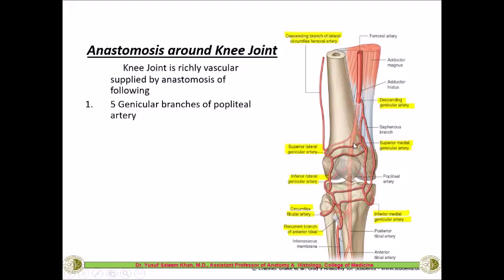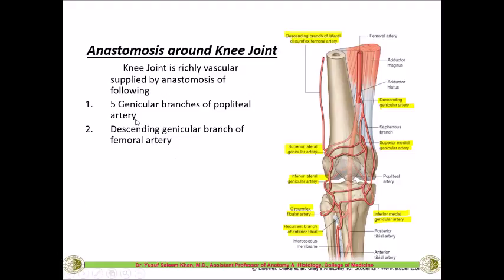So these are the branches which are coming directly from the popliteal artery here. So this is the popliteal artery. If you can see here, this is the femoral artery coming from the femoral triangle into the adductor canal, and then it pierces the adductor magnus muscle. This is called as the adductor hiatus, through which this femoral artery from the adductor canal will be passing into the popliteal fossa. So this is the popliteal artery, and these are the 5 branches, genicular branches. Genu means knee, so genicular branches are those branches which are supplying the knee joint.